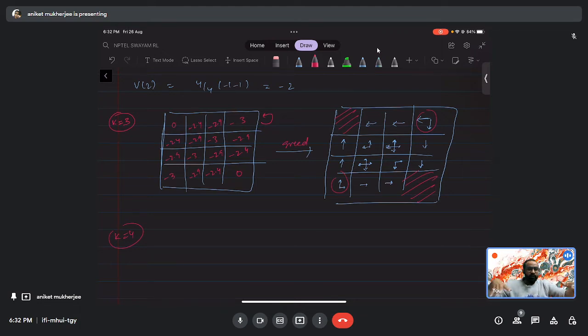The value denotes the maximum expected reward. So every time, what you want to do is go from a state to another state which has high value. I hope that is clear.